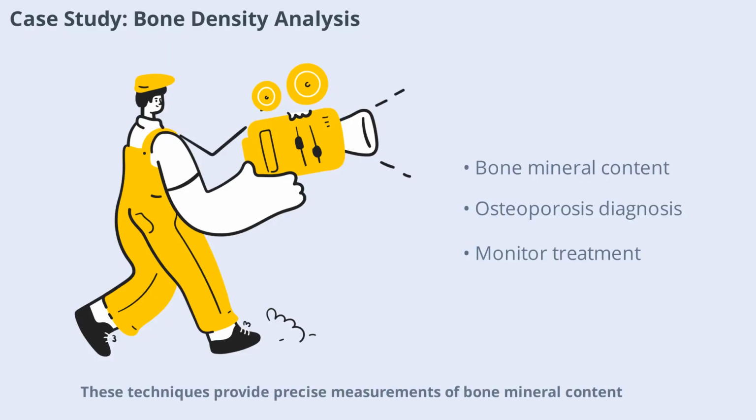Another example is bone density analysis using quantitative CT or DEXA scans. These techniques provide precise measurements of bone mineral content, helping diagnose osteoporosis and monitor treatment effectiveness. Quantitative research validates these methods and ensures that results are reliable across different populations and imaging systems.